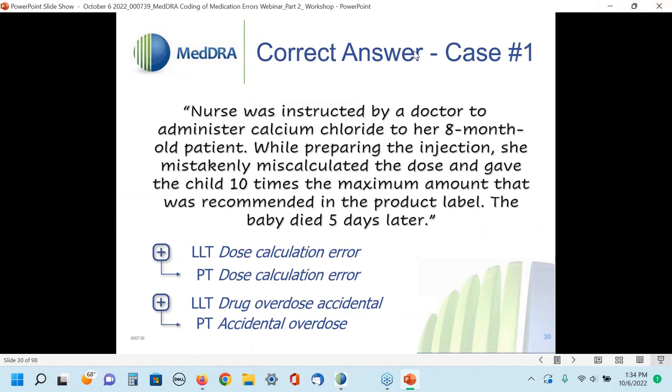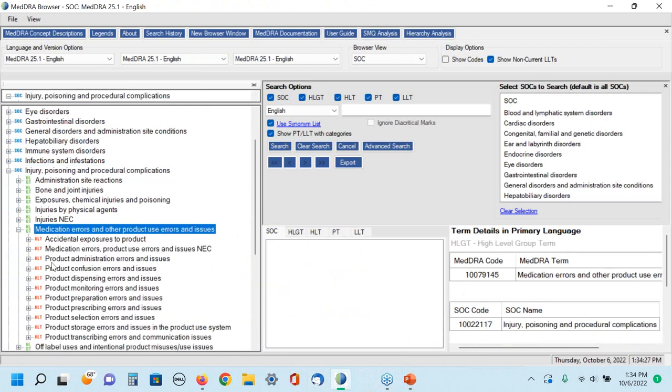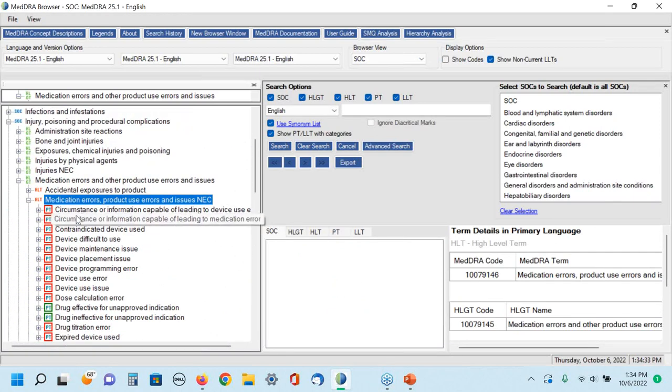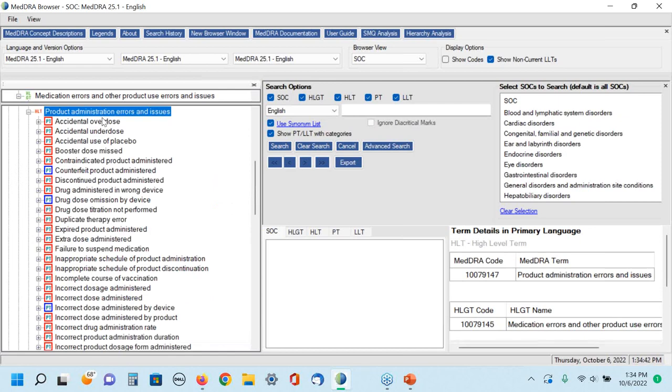So again, it's looking at it, figuring out what you think. Excuse me, I just want to point out one thing. I misspoke here. Let's go back to the browser because this is important. When I was looking through those lists of issues, I did notice that the first one was, hold on one second. Accidental overdose. That was clearly one of the choices that I had there under accidental overdose.